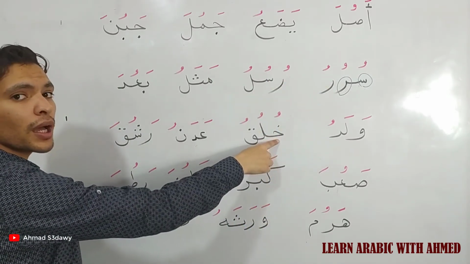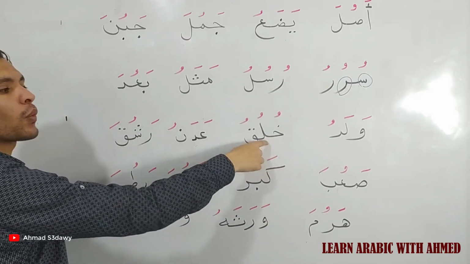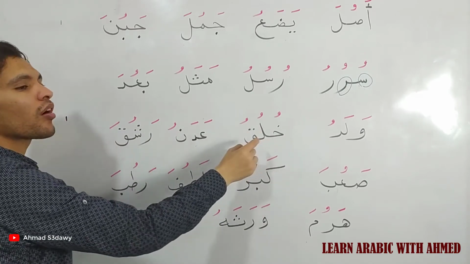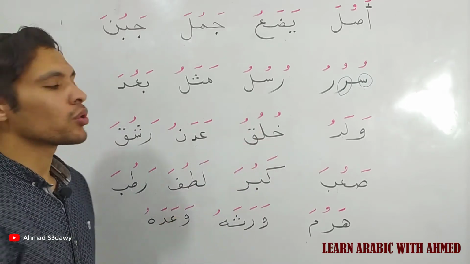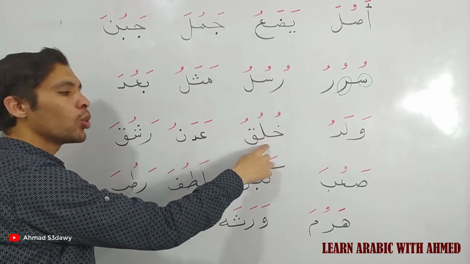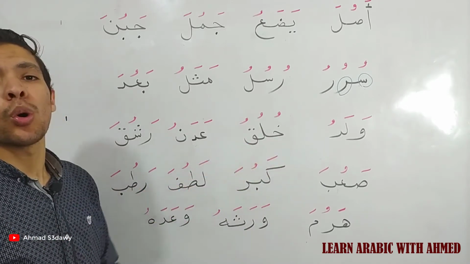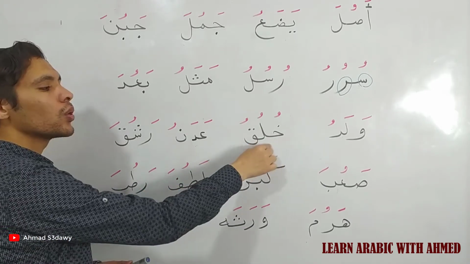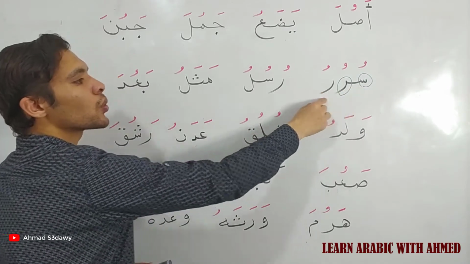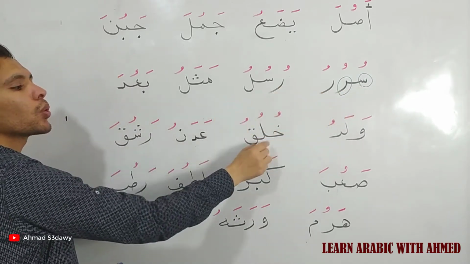Kha was dhamma, khu. Lam was dhamma, lu. Qaf was dhamma, ku. So you say khu, lu, ku. Khuluqu. Sururu, rusulu, khuluqu.